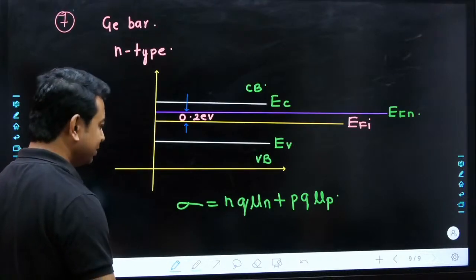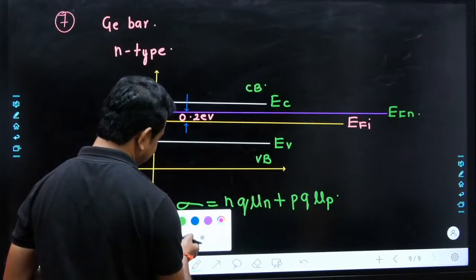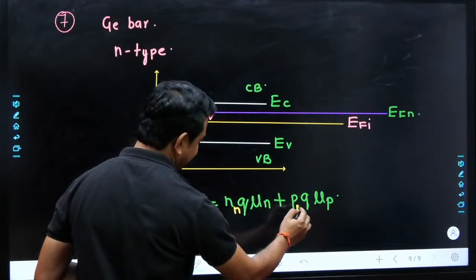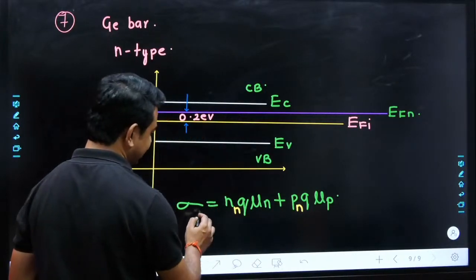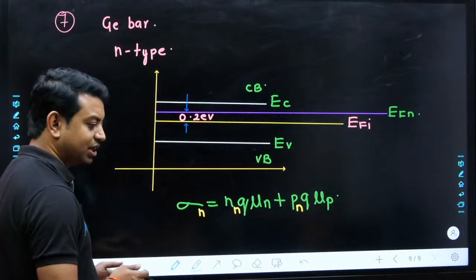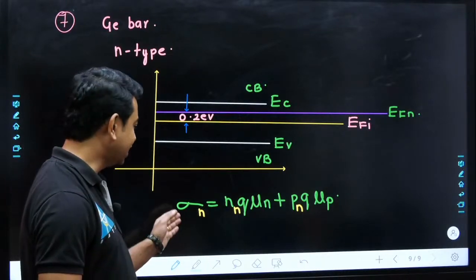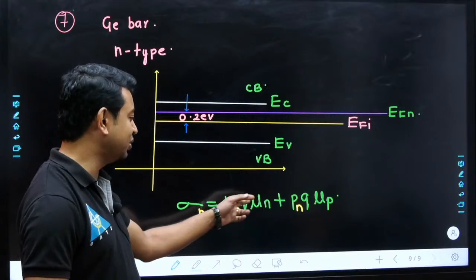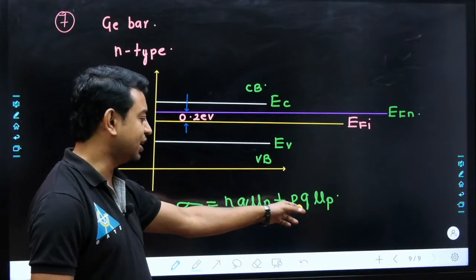Since it is an n-type semiconductor, I write the formula with a subscript, representing that we have to find the conductivity of an n-type semiconductor. So sigma n is equal to n in n-type times q times mu n, plus p in n-type times q times mu p.